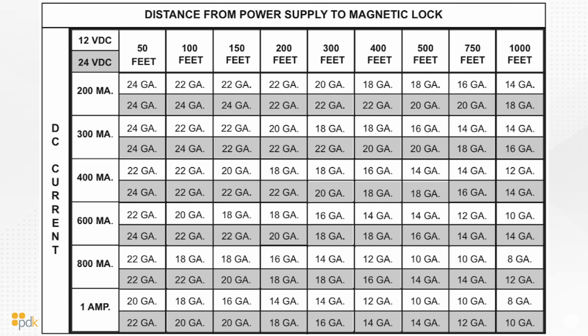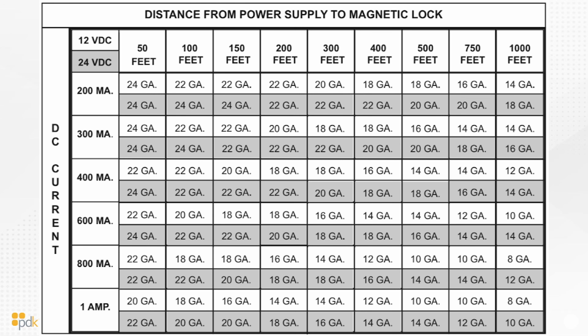Now, it's worth noting that PDK's boards only output 12 volts. Got my voltages mixed up there. So we can only output 12 volts. That means that if you were running 300 feet with 400 milliamps, say a strike, for example, you're going to need 18 gauge wire.